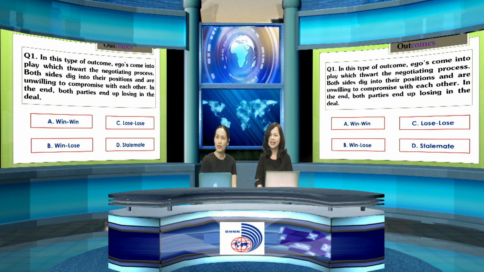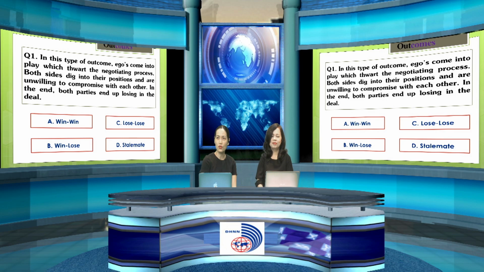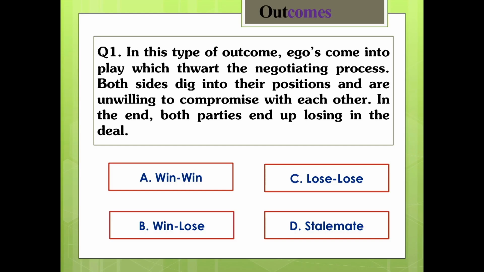In this type of outcome, egos come into play in the negotiating process. Both sides dig into their positions and are unwilling to compromise with each other. In the end, both parties end up losing in the deal.